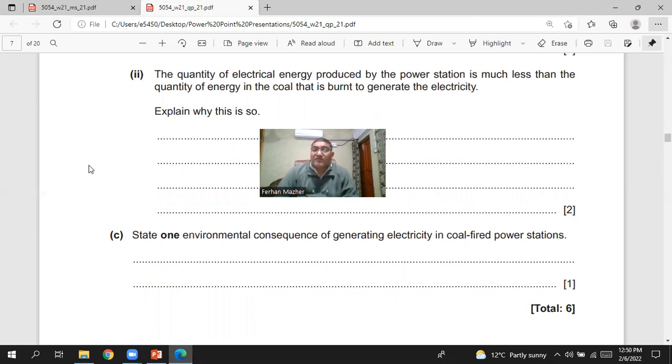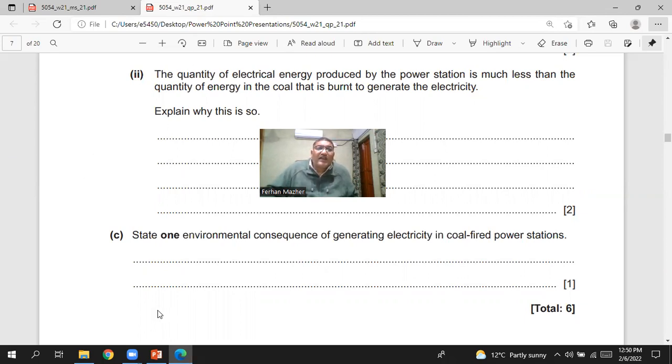And especially the thermal energy which is produced, not all of it goes to the generator. Some of the thermal energy goes to the surroundings also. So the thermal energy which is absorbed by the surroundings or by the air is a loss of energy. So that's why the efficiency of that coal power station is less.